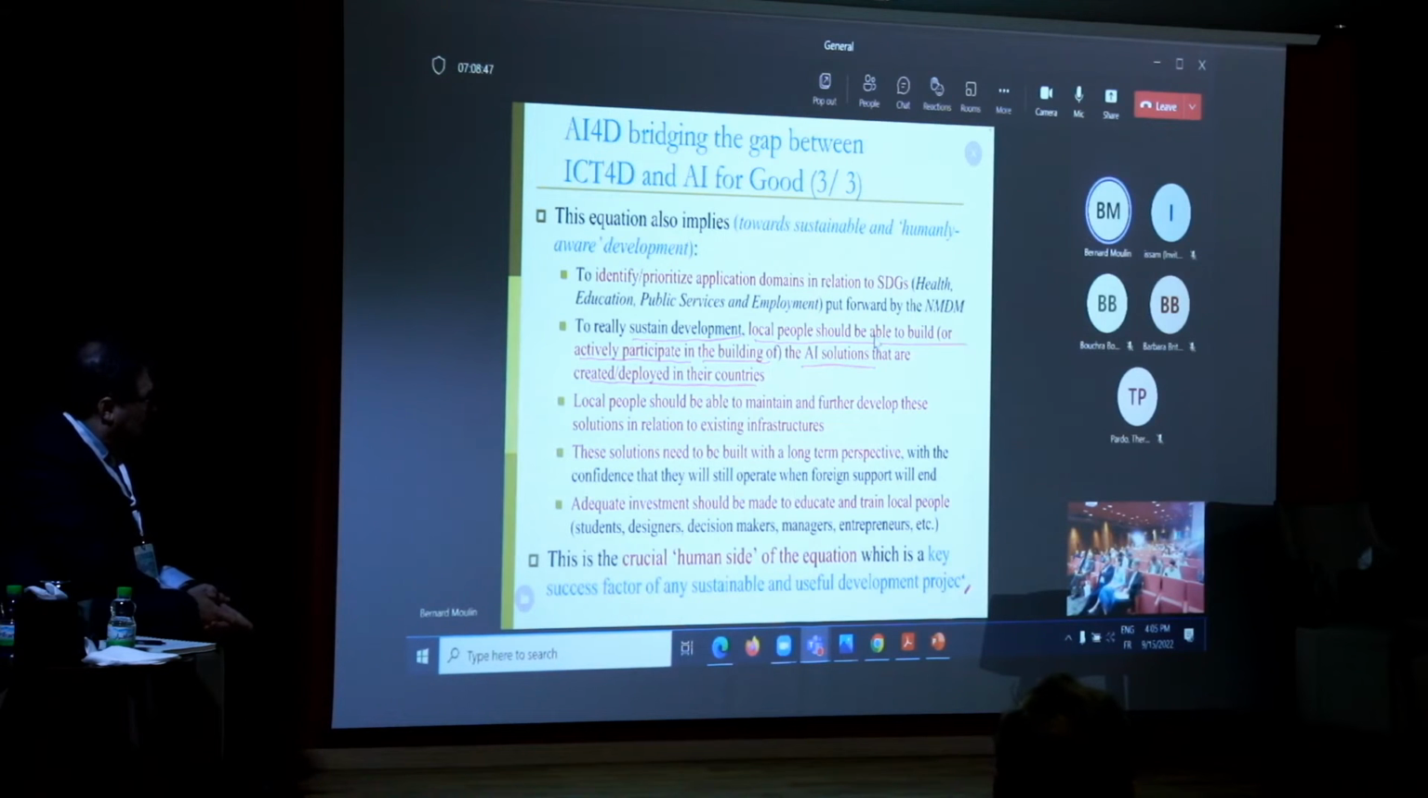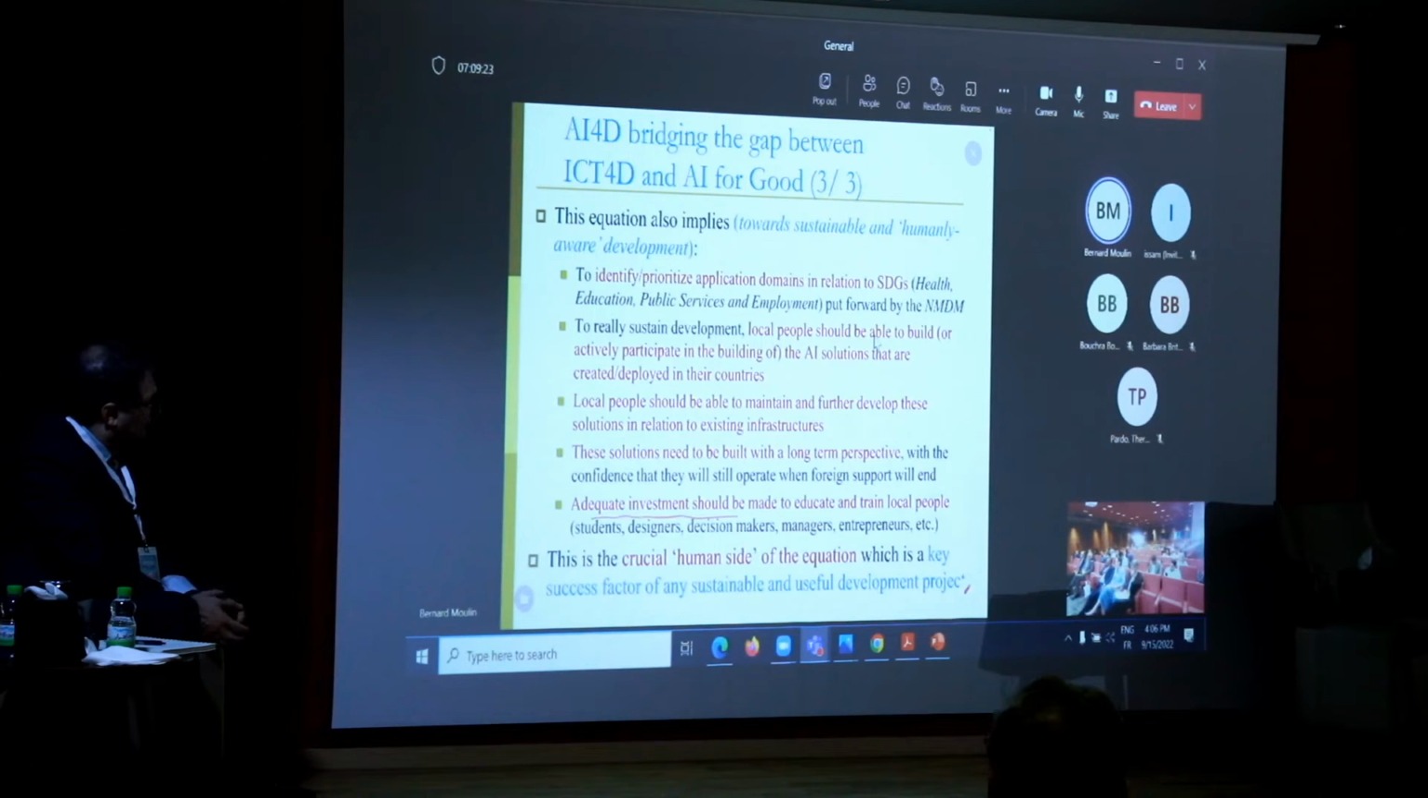That's my important message in this talk. Local people should be able to maintain and further develop these solutions in relation to existing infrastructures. And these solutions need to be built with a long-term perspective, with the confidence that they will still operate when foreign support will end. That's a critical element, an element of failure of solutions which have been developed with the help of foreign countries in developing countries.